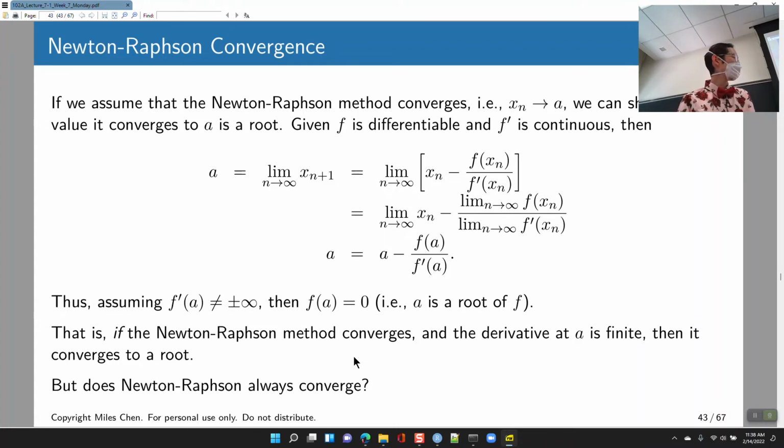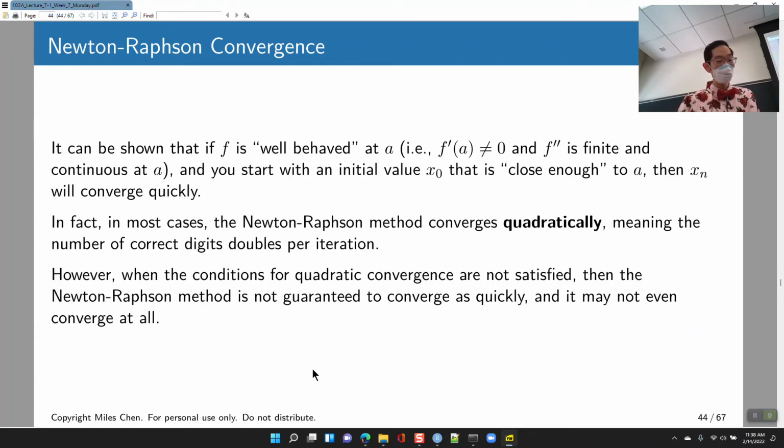All right, but does the Newton-Raphson method always converge? And the answer, unfortunately, is no. It's not going to always converge. If the function is well behaved, then it'll converge and it'll do it quickly. It converges quadratically, but there are a lot of instances where this thing is not well behaved and doesn't converge.